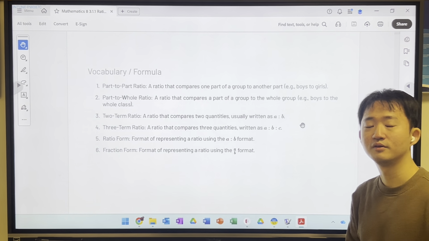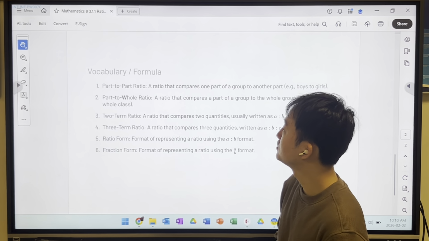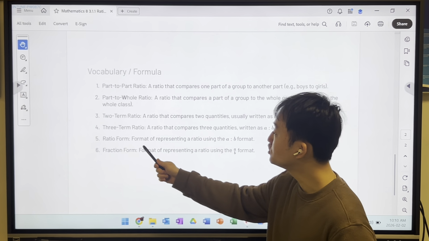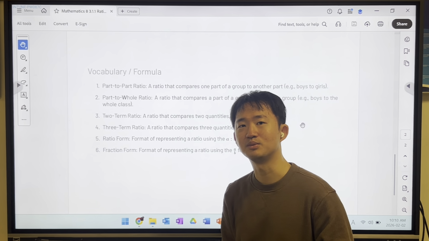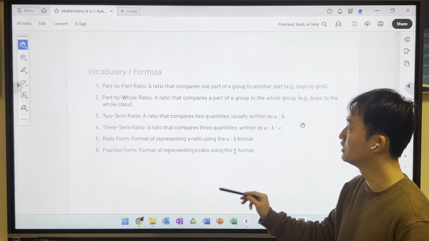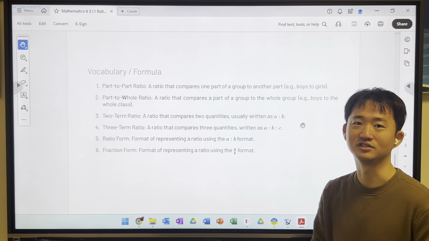So in this lesson, we've learned many new vocabulary words, starting with the part-to-part ratio and part-to-whole ratio that we just discussed. The ratio form and the fraction form are two types of formats of representing the ratio. The ratio form is using the colon, whereas the fraction form uses the fraction symbol.